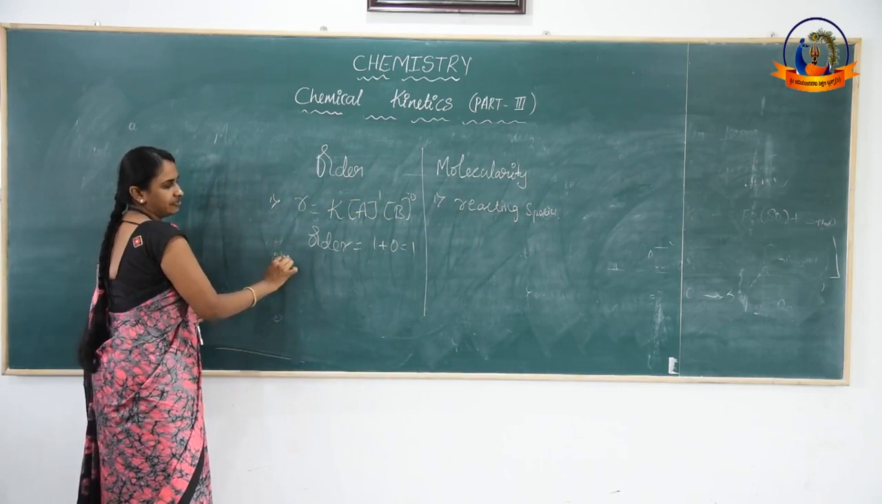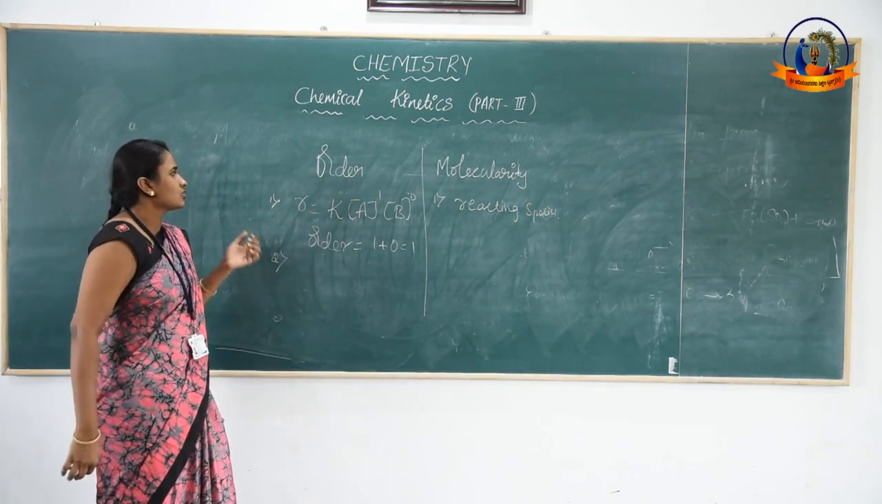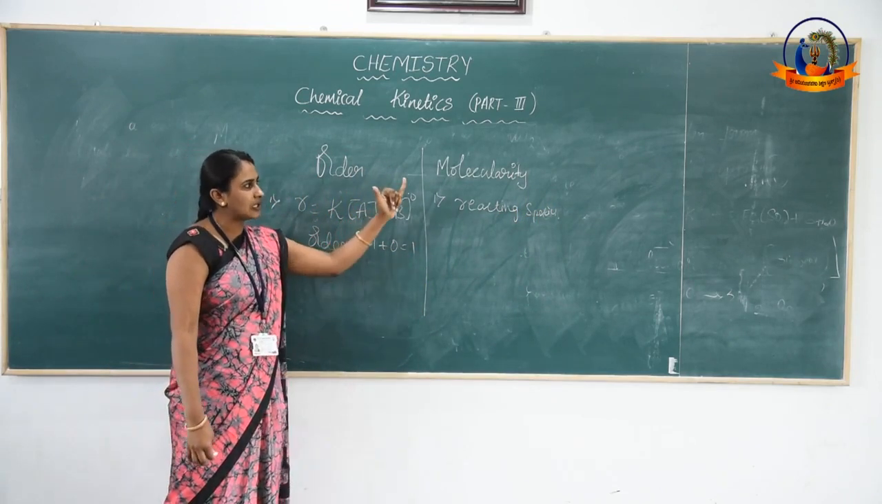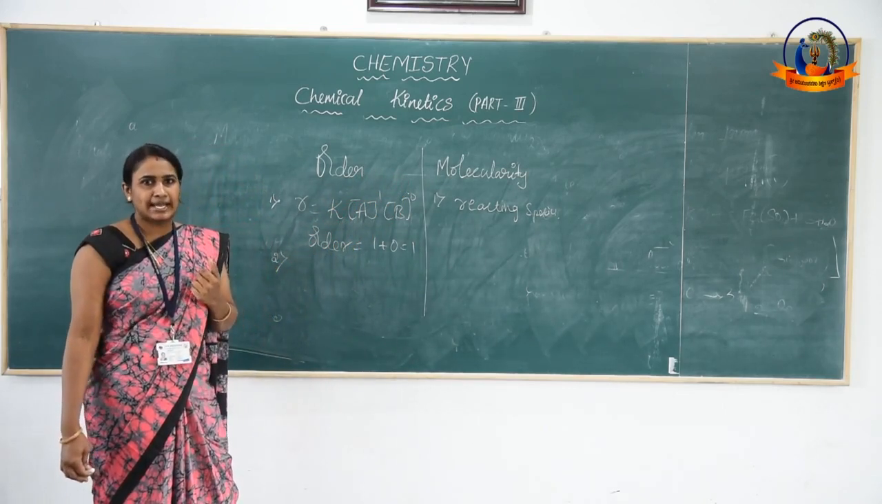This is the first difference. The first difference itself is the definition at all. So order means just adding the powers of the concentration terms. Molecularity means the total number of reacting species involved in the reaction.